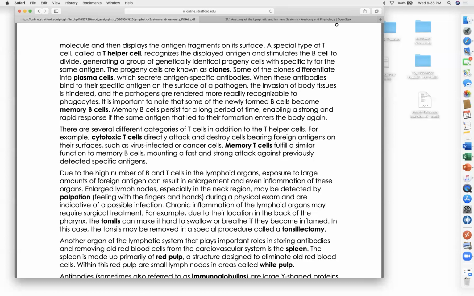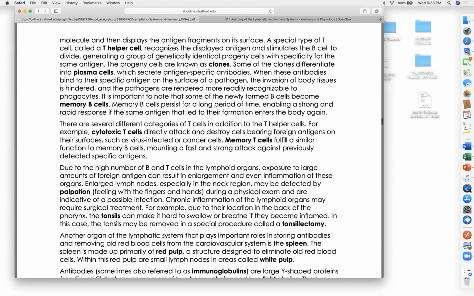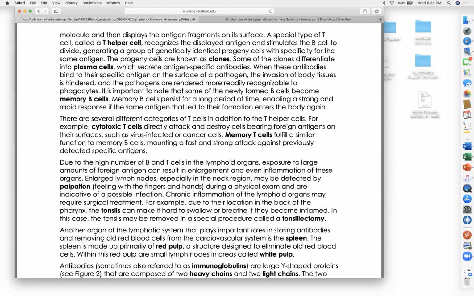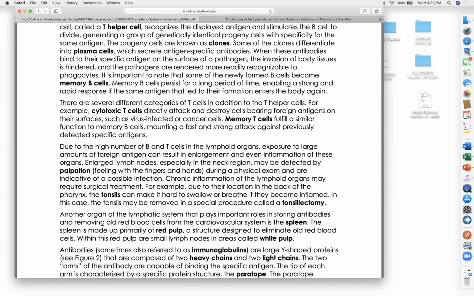So again, B cells and T cells all have memory, meaning they remember chemically what they saw before, and they can inform your immune system in a quicker fashion than macrophages or natural killer cells just rolling around.